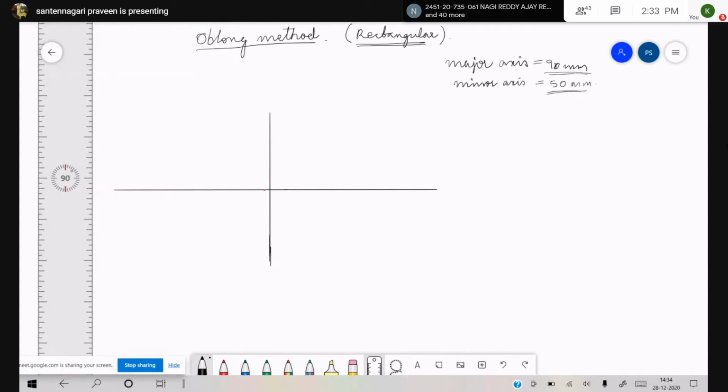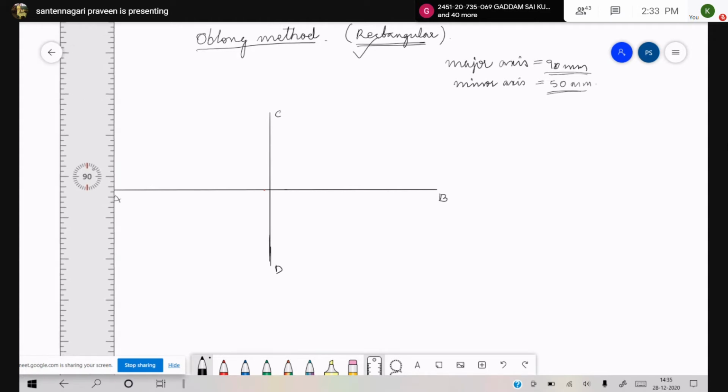Now what next? This is your major axis AB, and this is your minor axis CD of 50 mm, AB of 90 mm. Now we have to construct this rectangle around your major axis and minor axis. So how to construct this rectangle?